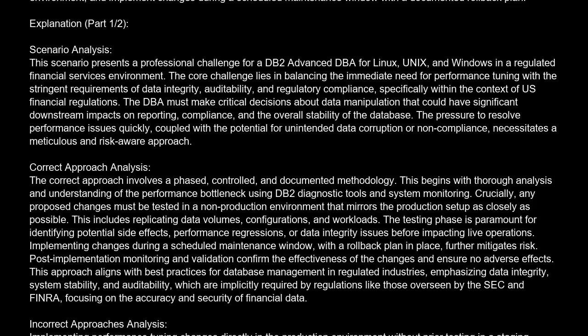The correct answer is A. Conduct thorough analysis of performance metrics, test proposed tuning solutions in a representative staging environment, and implement changes during a scheduled maintenance window with a documented rollback plan.